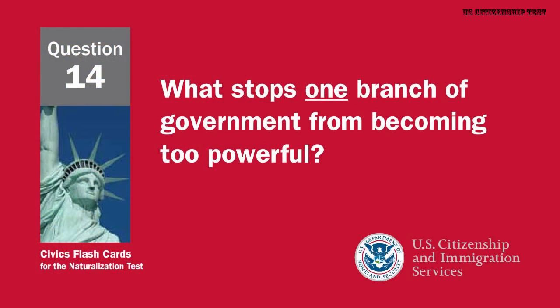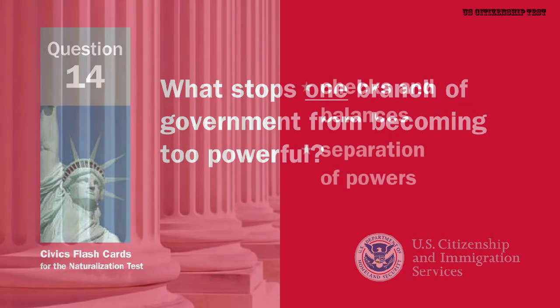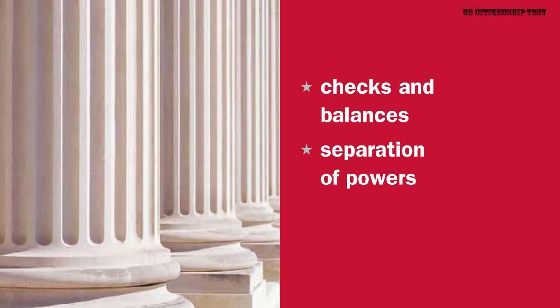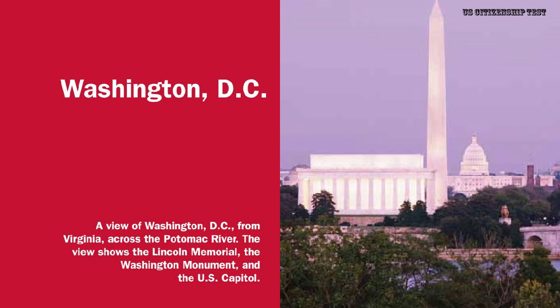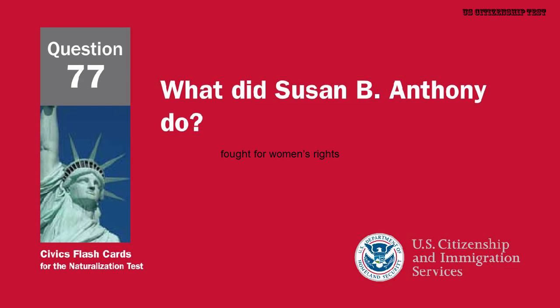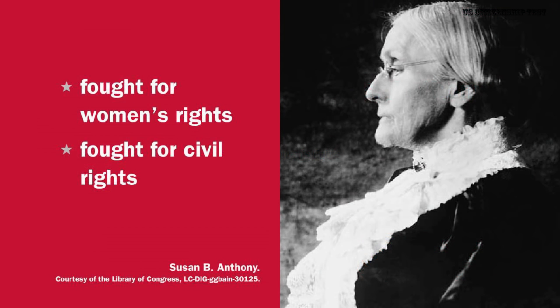What stops one branch of government from becoming too powerful? Checks and balances. Separation of powers. What is the capital of the United States? Washington, D.C. What did Susan B. Anthony do? Fought for women's rights. Fought for civil rights.